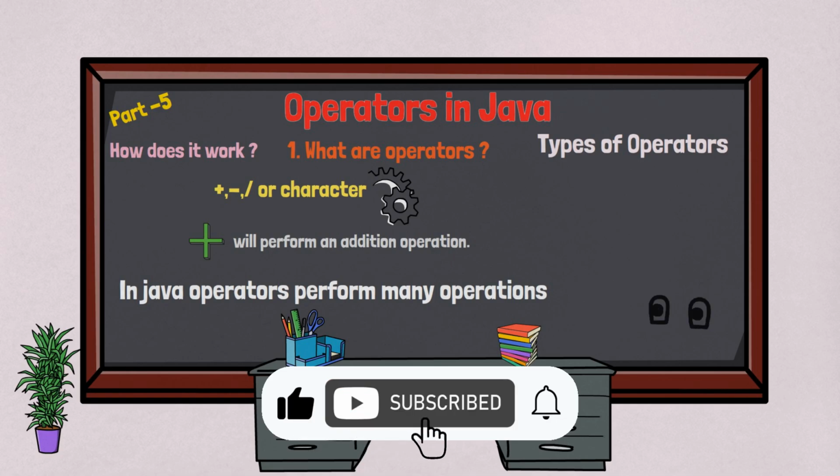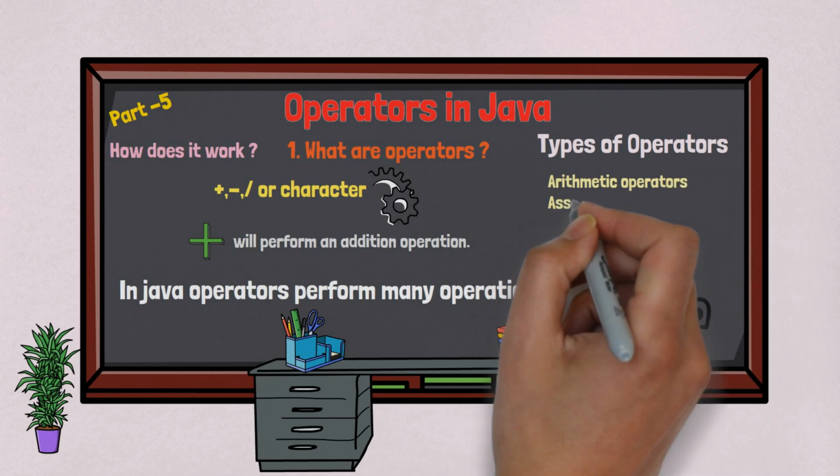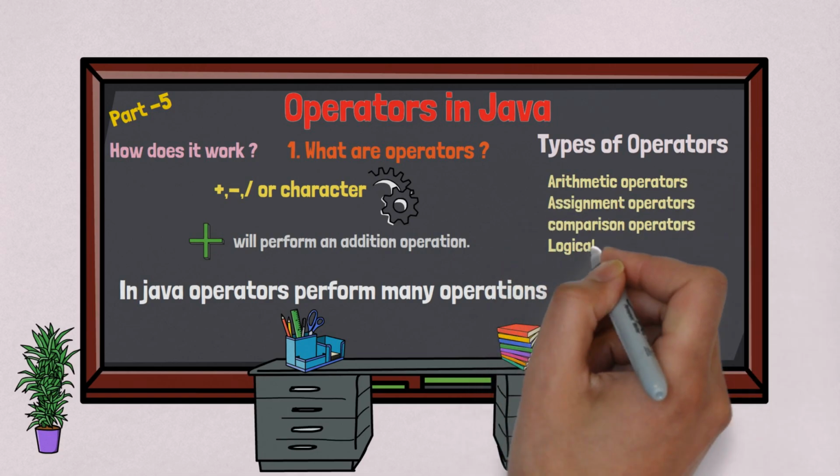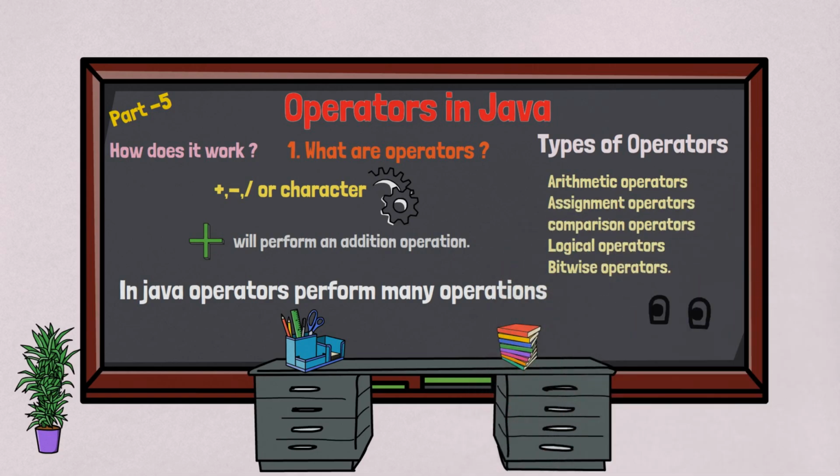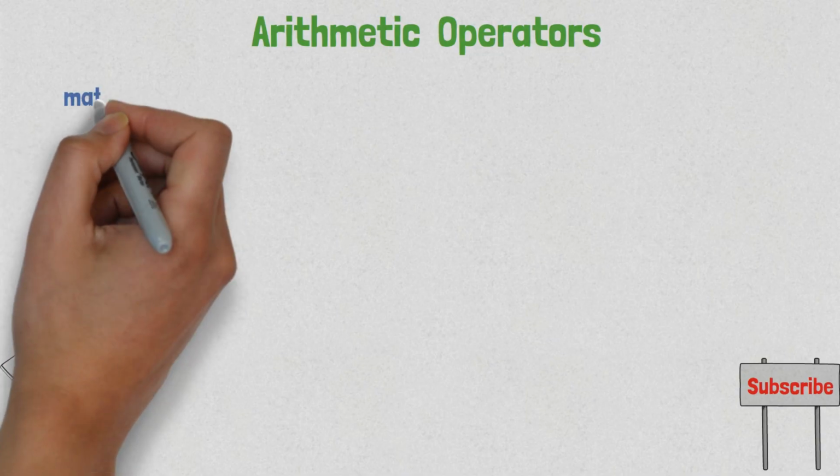There are different types. 1. Arithmetic operators. 2. Assignment operators. 3. Comparison operators. 4. Logical operators. 5. Bitwise operators. Let's see each operator in detail. Arithmetic operators.